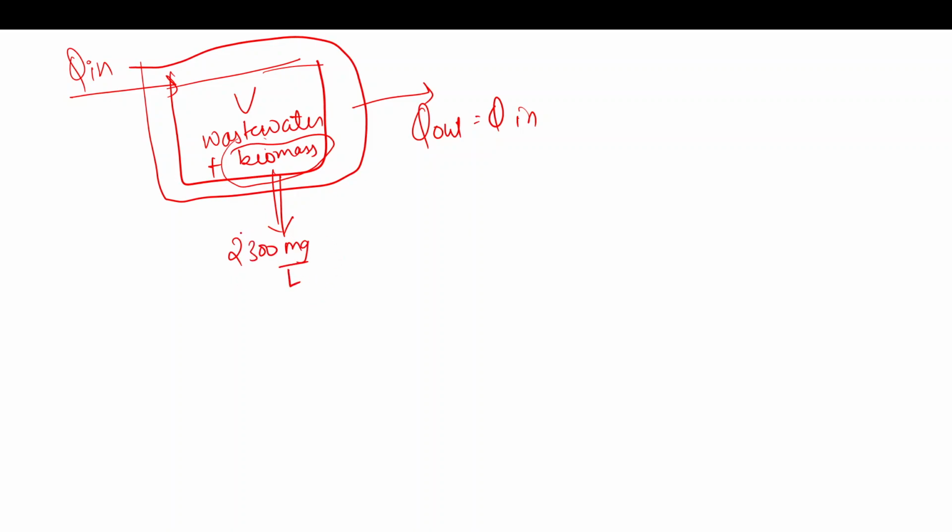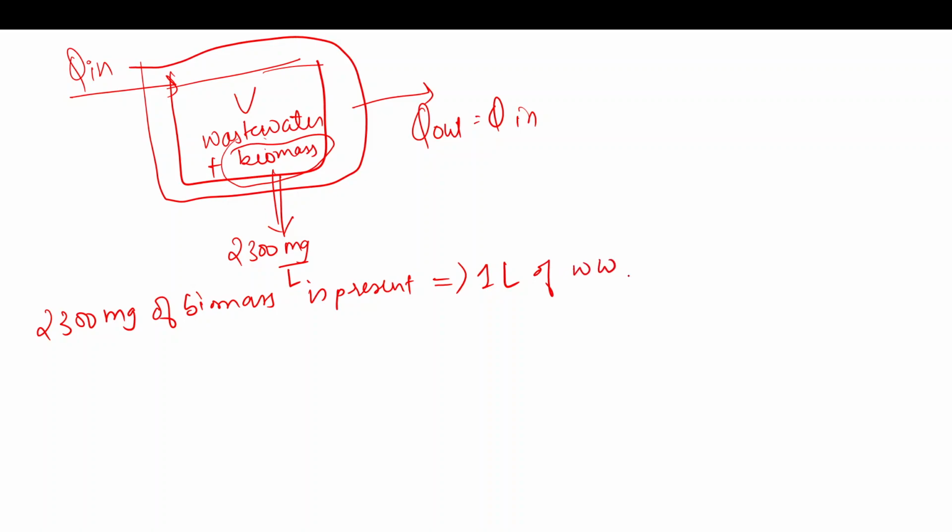Now can you agree this 2300 milligram per liter is nothing but a concentration? So how do you interpret this? 2300 milligram of biomass is present in 1 liter of wastewater, or 1 liter volume. Okay, I hope it is clear till now.